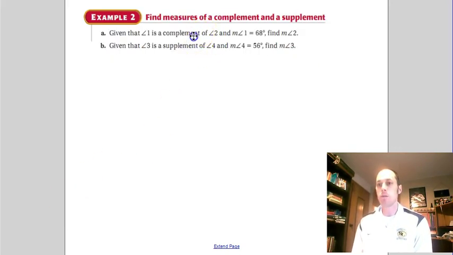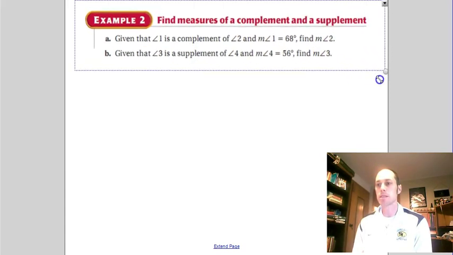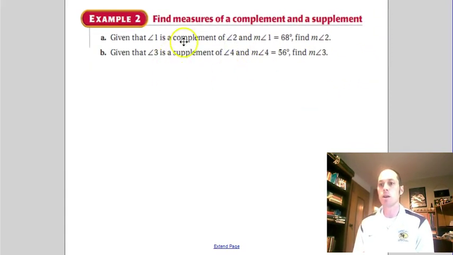So let's move on. Another way to work with complements and supplements. Let's say that we know angle 1 is a complement of angle 2. If angle 1 is 68 degrees, what would the measure of angle 2 have to be?